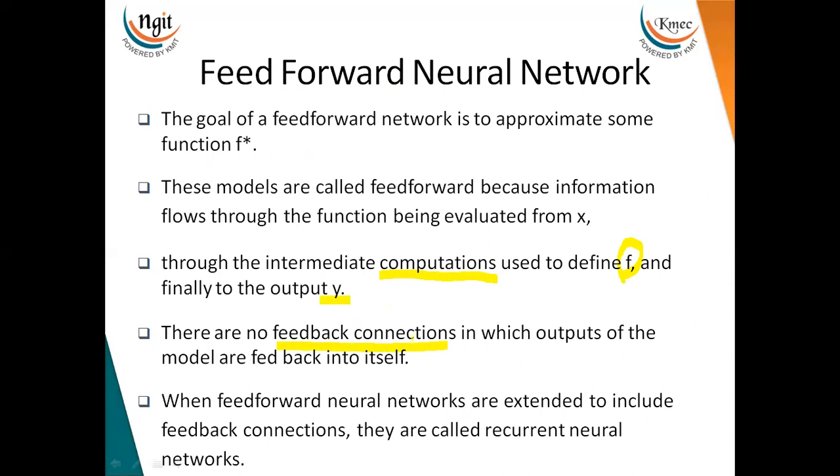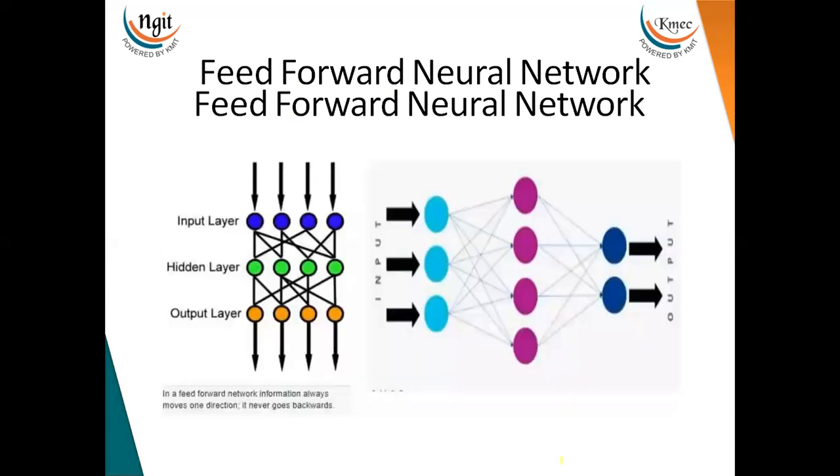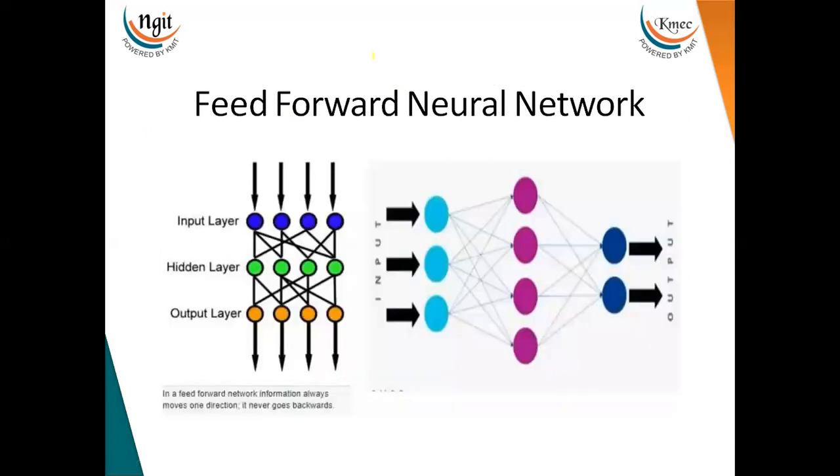Now, when a feed-forward neural network is extended to include a feedback connection, which forms a cycle, it is called a recurrent neural network. Here you can see a vertical view as well as a horizontal view. We have the input layer first, then from the input layer we move to the hidden layer, and from the hidden layer we move to the output layer.